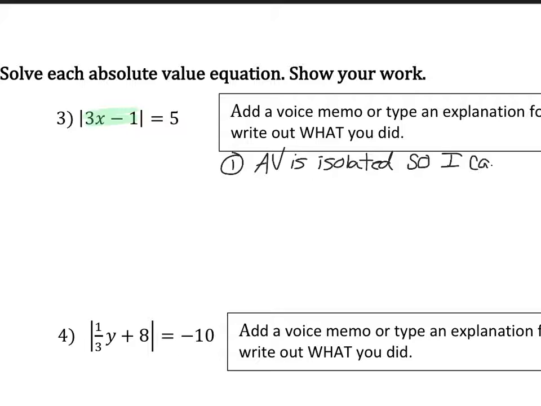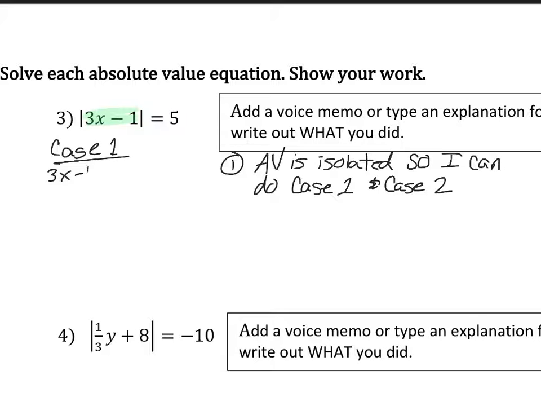So I can do case 1 and case 2. So we've got our case 1. Remember, case 1 is that our equation had a positive outcome. Remember that 3x minus 1 could have either been a -5 or a +5 because the absolute value comes out to be positive no matter what. So we have to solve it for both possibilities. Either that 3x minus 1 was equal to 5, or that 3x minus 1 was equal to -5.